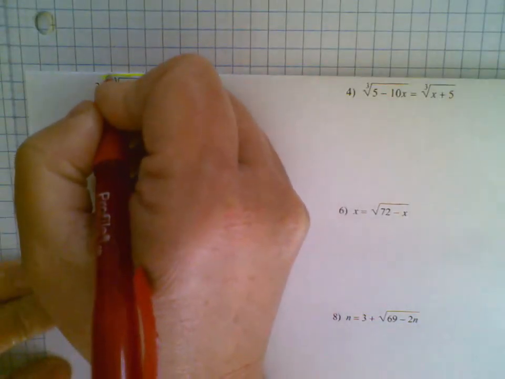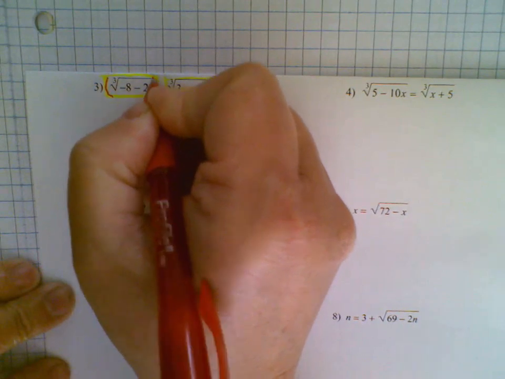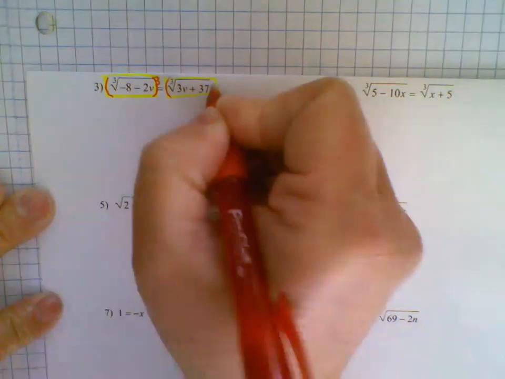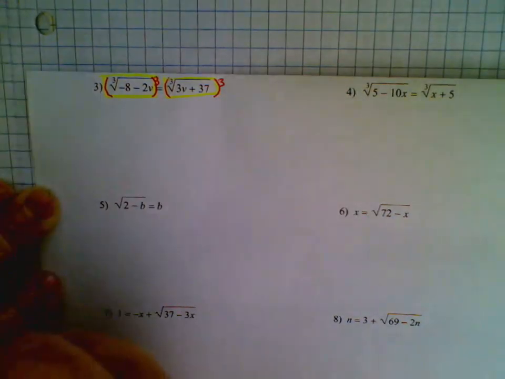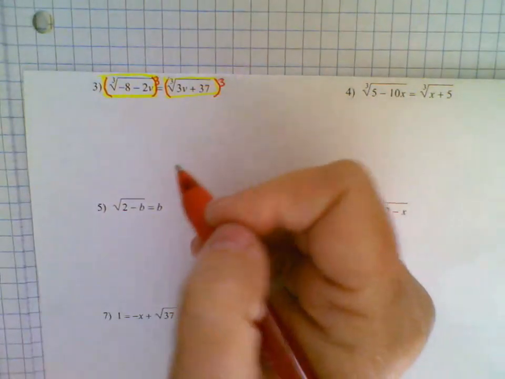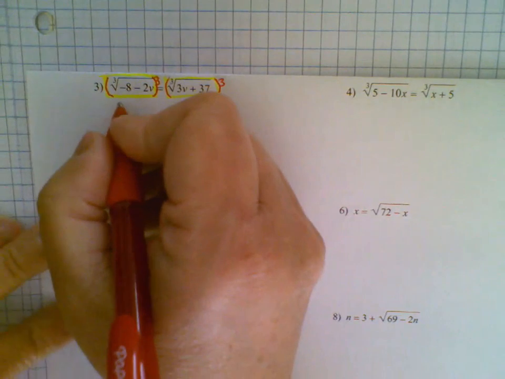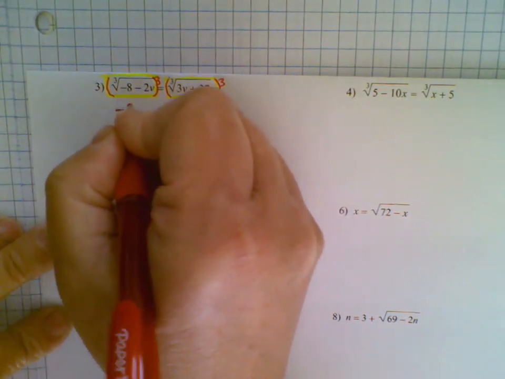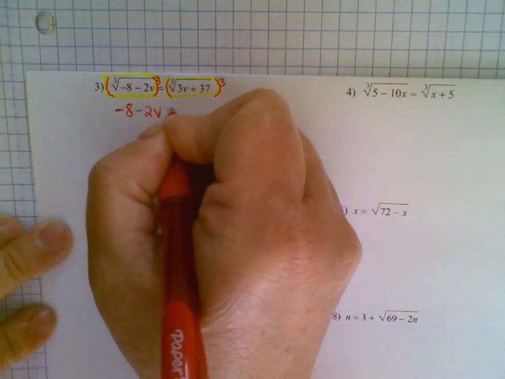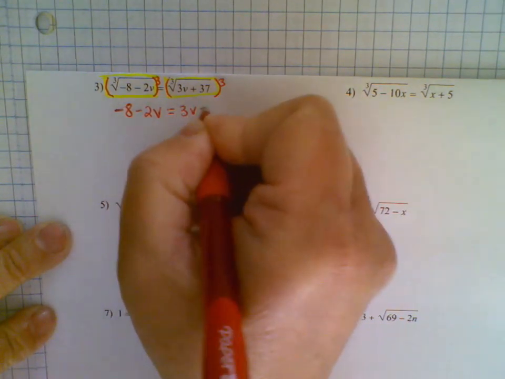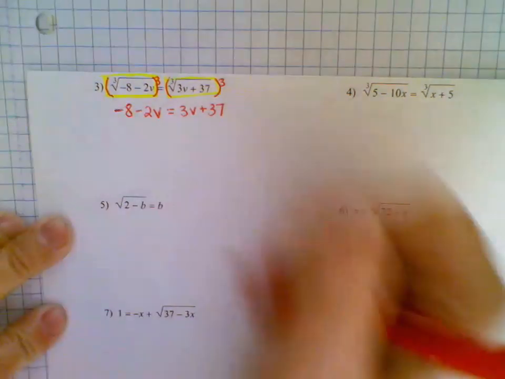And we want to raise both sides to that power. Now this type, where you have a radical equals a radical, is actually the easiest, because when you do this, basically the radicals just disappear, and you just write down what is underneath each one. So I have negative 8 minus 2v equals 3v plus 37.